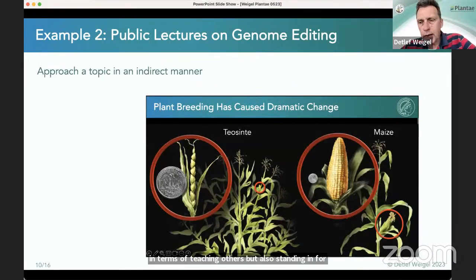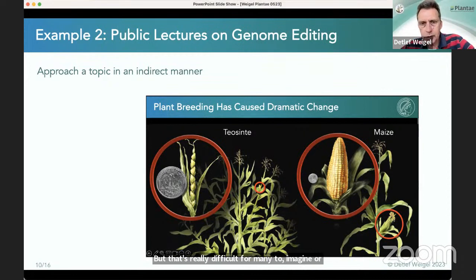And so there, what I found is that approaching a topic in an indirect manner works well. So when I talk about genome editing or transgenic plants, I talk about genetic diversity. And of course, I could just start and say, well, here's a plant and make a tiny change. But that's really difficult for many to imagine or understand what this is really about.